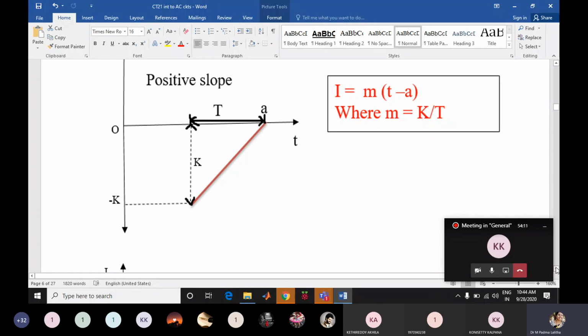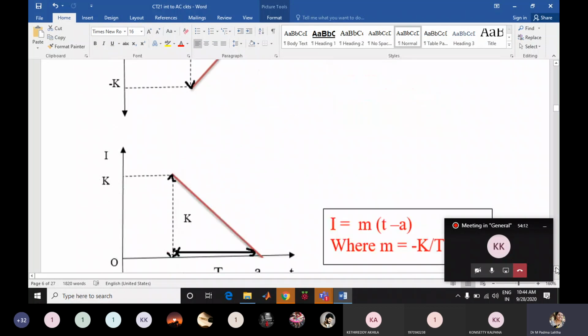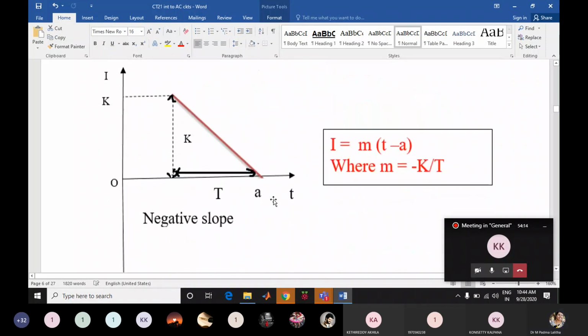Similarly, the opposite direction. So this one. Here, as t is increasing in this direction, the current value is decreasing from k to 0. So this is a negative slope. So m is equal to minus k by t, vertical difference by horizontal difference.